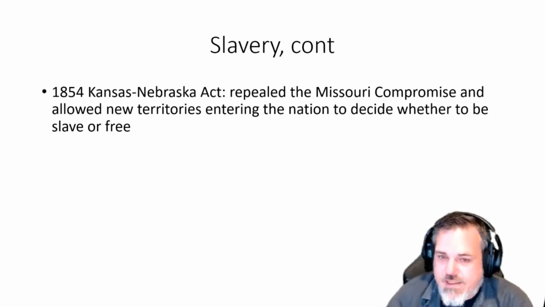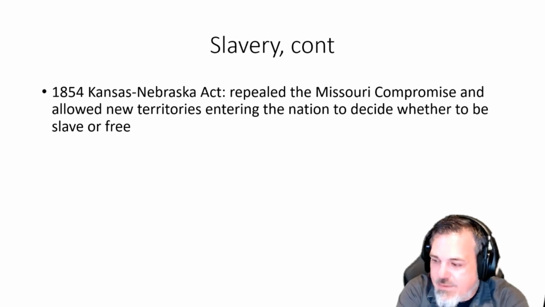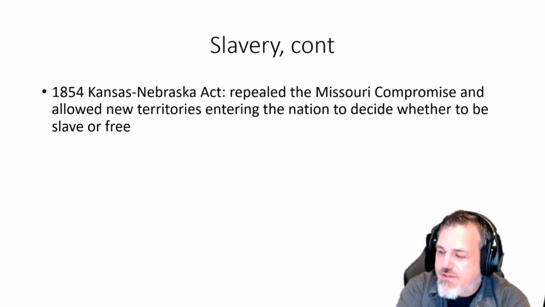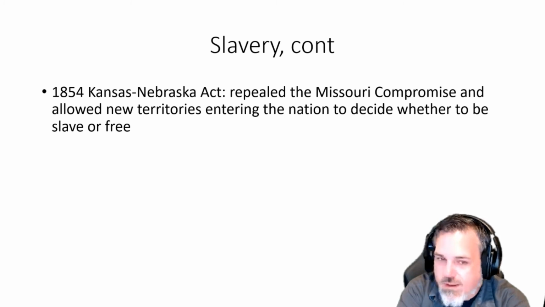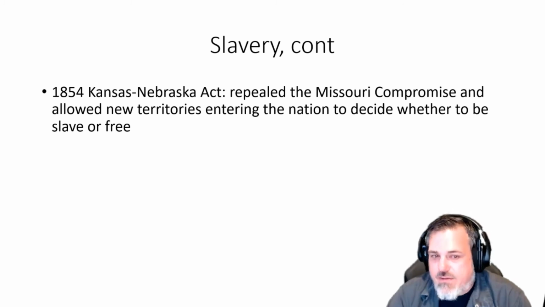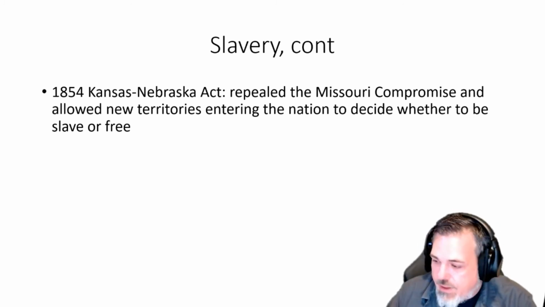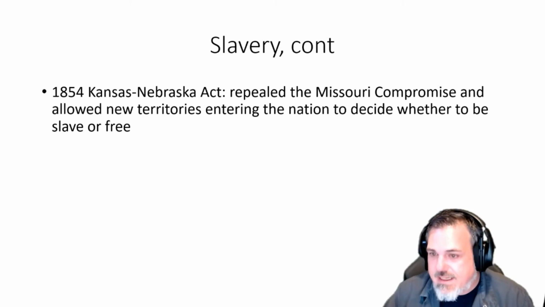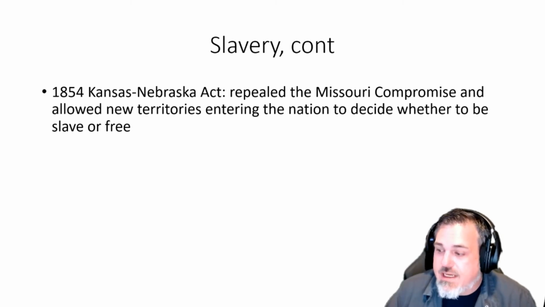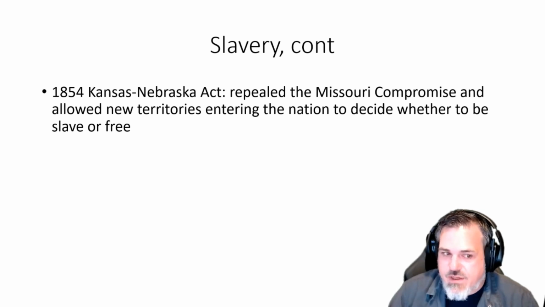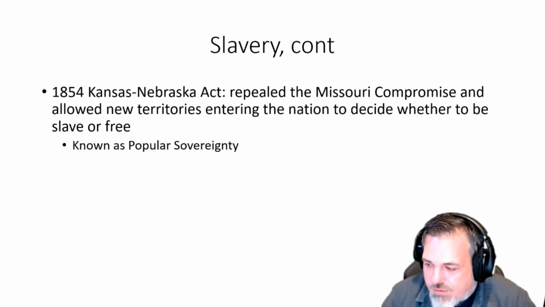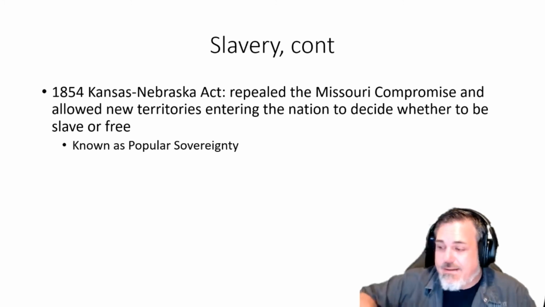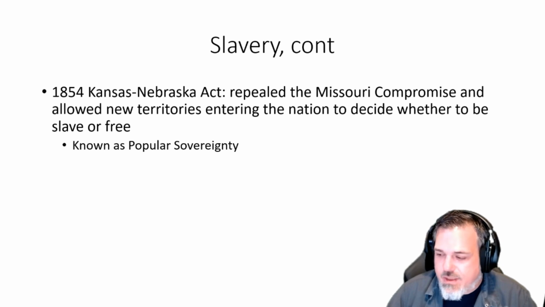In 1854, the Kansas-Nebraska Act was passed, and the repealing of the Missouri Compromise by the Kansas-Nebraska Act was, in many, many ways, the first shot of the Civil War. What the Kansas-Nebraska Act did is it repealed the Missouri Compromise, and it allowed new territories entering the nation to decide whether they were free or slave. So, let's stop mandating whether states enter free or slave. Let's let them decide themselves. Let's have the autonomy of self-determination. This is known collectively as popular sovereignty. Let the states determine how they wish to enter the Union.